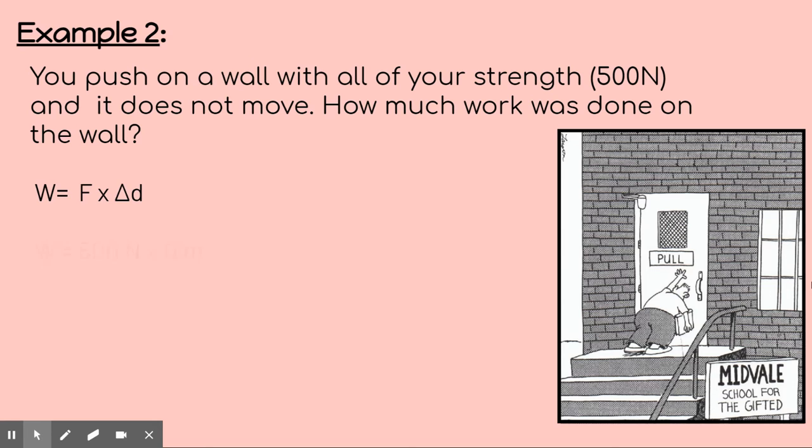How much work? I'm going to plug my stuff into my formula: 500 newtons times 0 meters. All right, what do I get? 0 joules. Nothing was done. There is no work done. You cannot push on a wall and do work because the wall does not move. So please remind yourself that if you are talking about a distance and something doesn't move, no work is going to be completed.